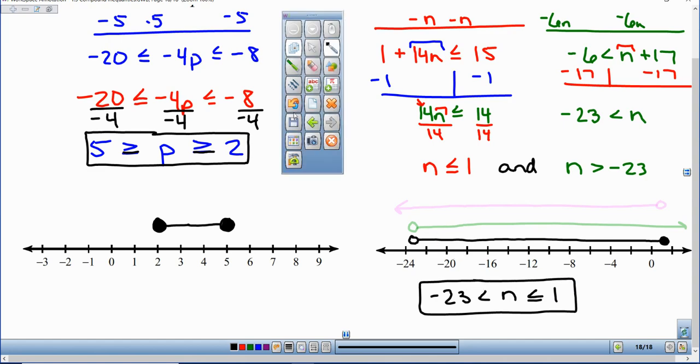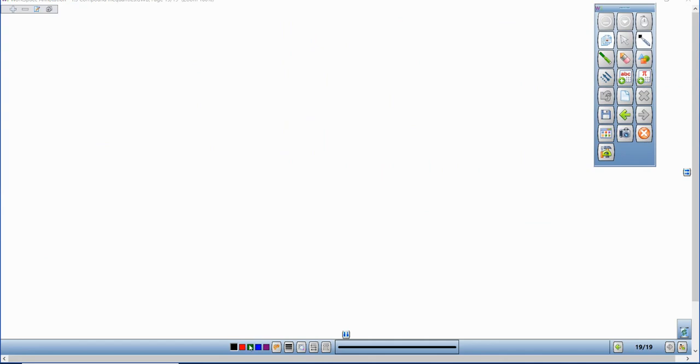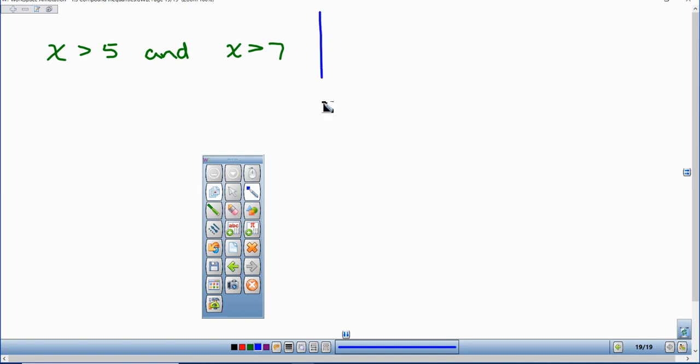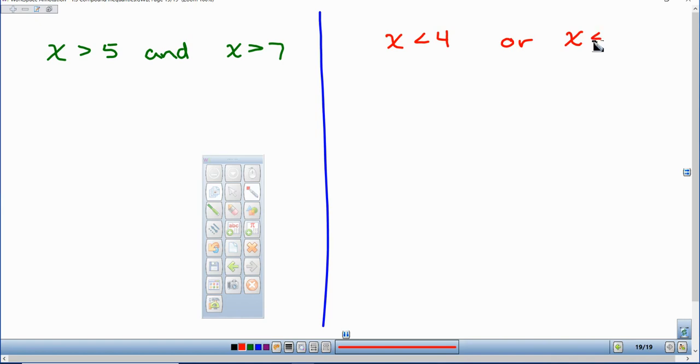So the last thing I want to talk about, and this is not on your notes, but it's going to be helpful to you in case you run into these situations, are some compound inequalities. You should know how to solve them at this point, but then graphing them can be a little tricky. So if I had something like x is greater than 5 and x is greater than 7, that's one of my examples I'm going to talk about. If I had x is less than 4 or x is less than or equal to negative 2.